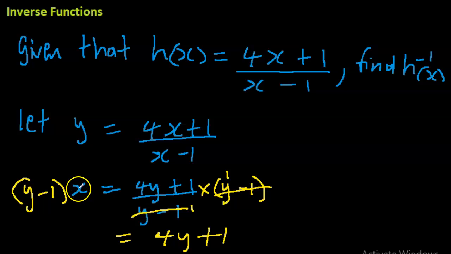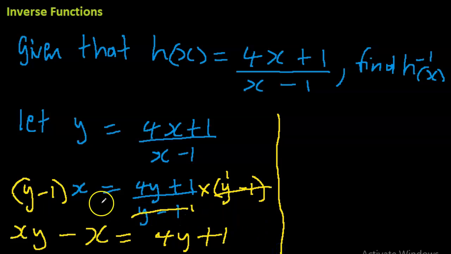So distribute the x. Remember how we expand the bracket again? Whatever is inside is multiplied. So whatever is the term, we multiply the term outside to everything inside. So distribute the x. So x times y is xy. And x times minus 1, that's minus x, or minus 1x, same thing. So multiply everything inside by x.